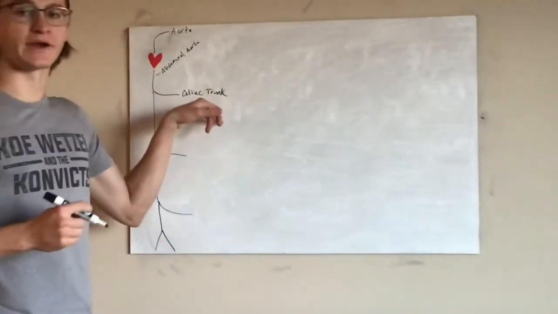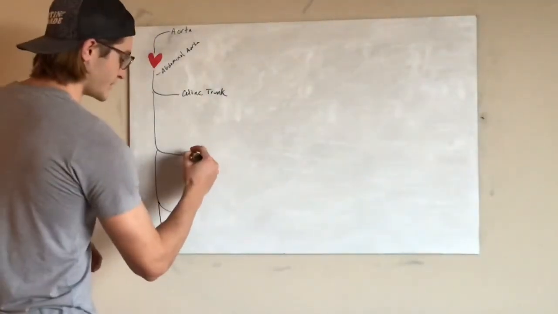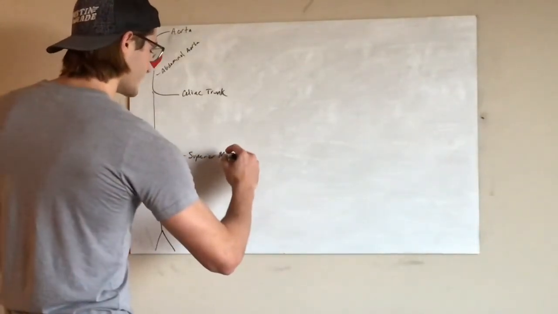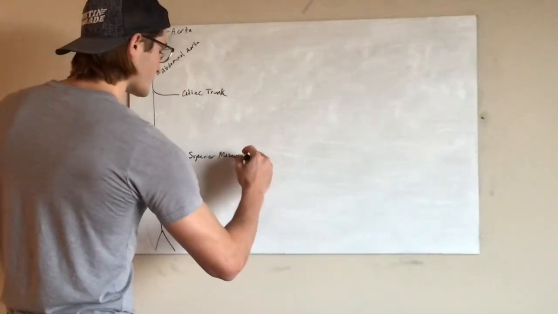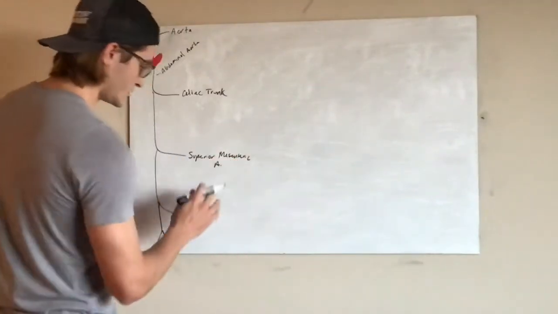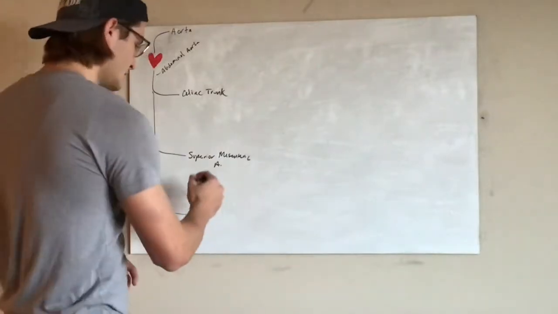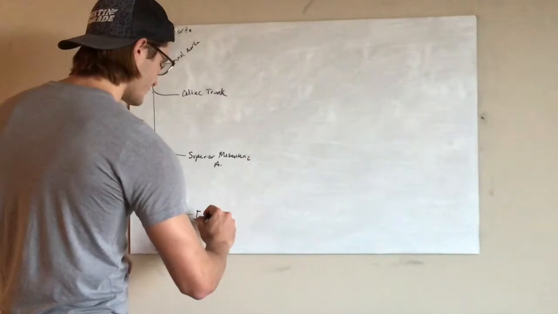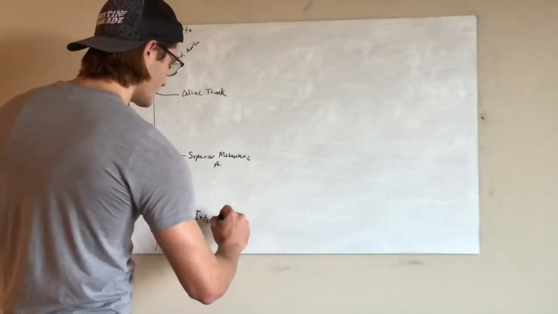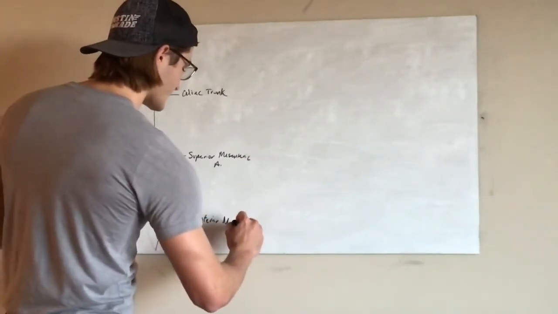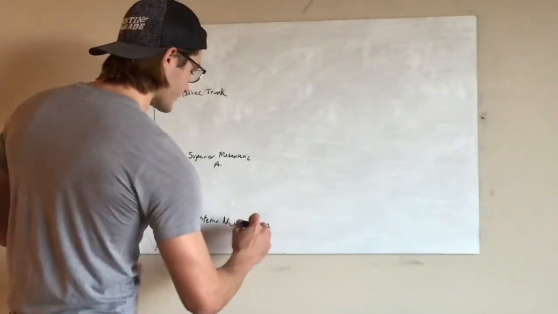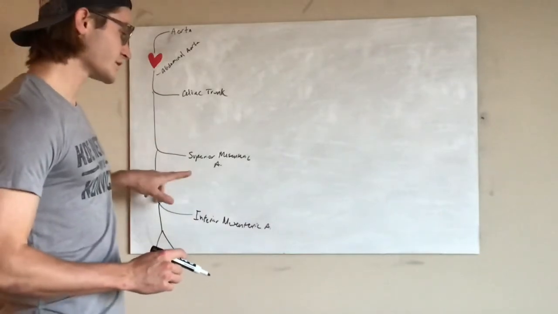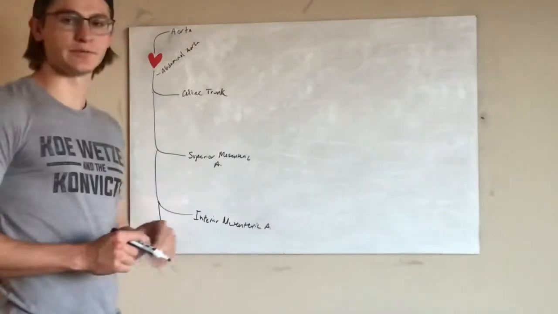That's going to be our first branch. We're going to have the superior mesenteric. A dot would be for artery. So superior mesenteric artery, and the inferior mesenteric artery. Okay, so we have the celiac trunk, superior mesenteric artery, and then the inferior mesenteric artery.